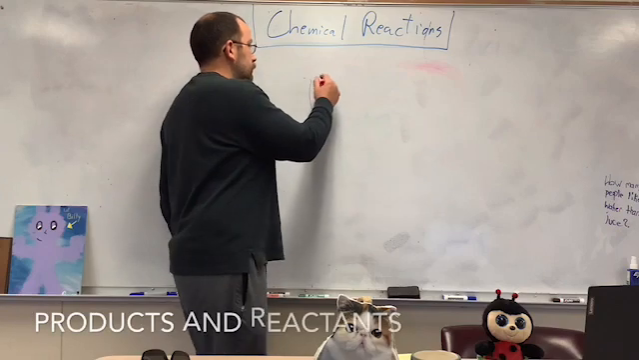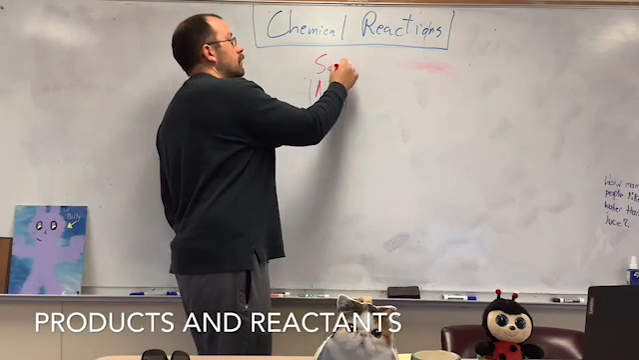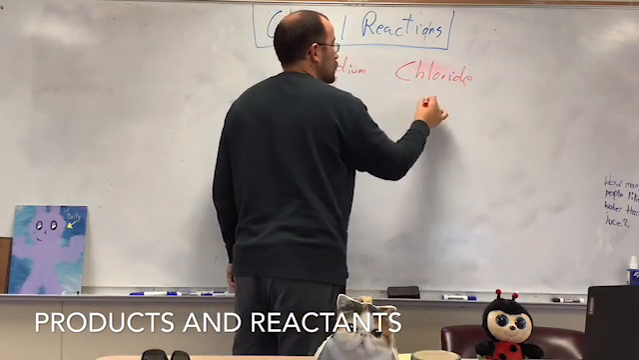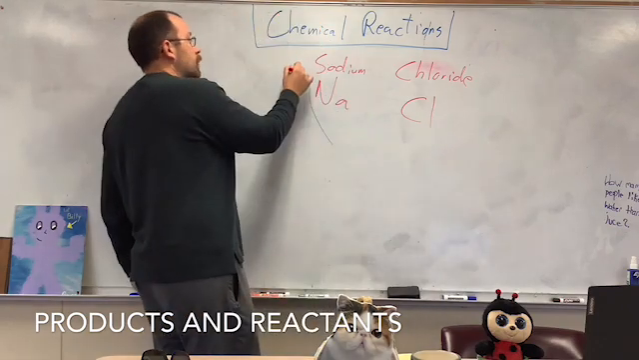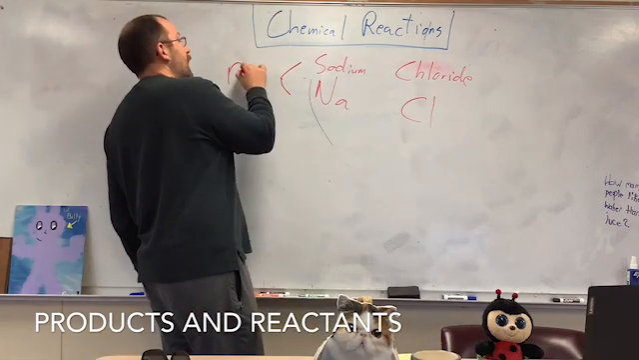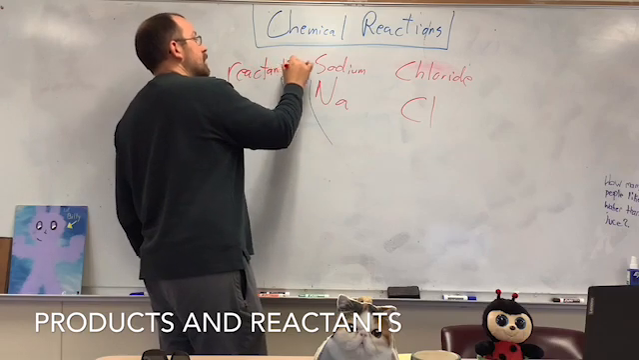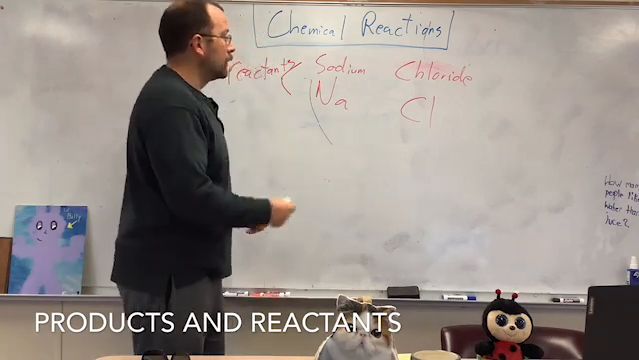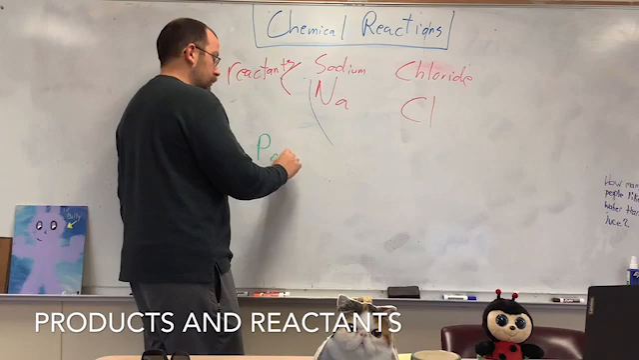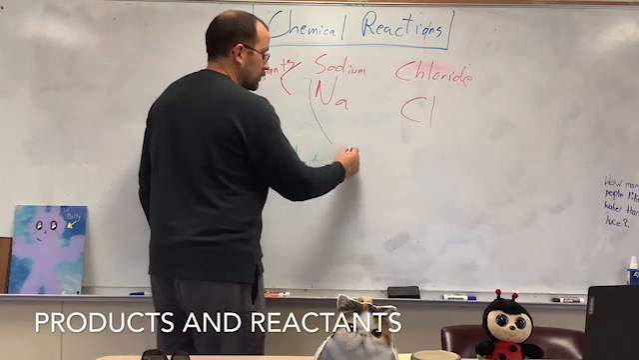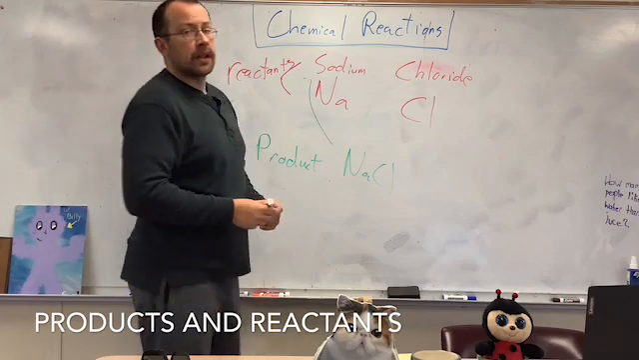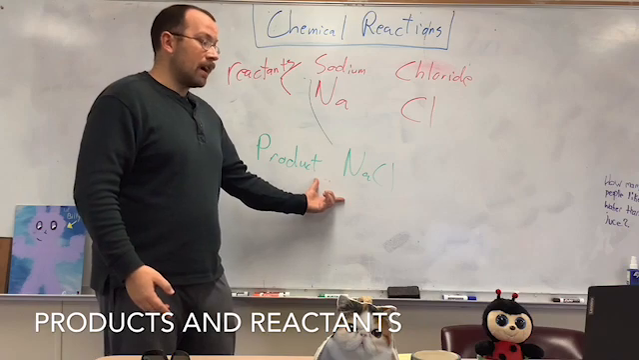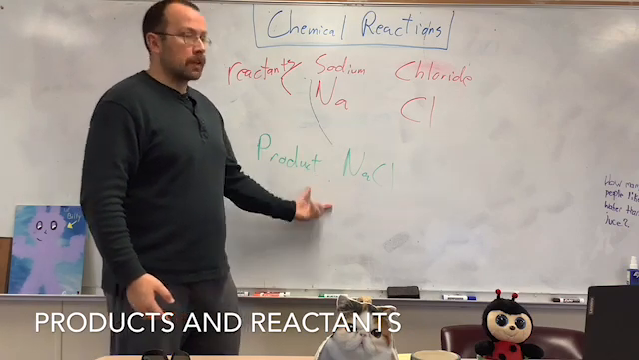So you have sodium, which is Na, and you have chloride, which is Cl. These are what are called reactants. It's the original substance that you have. It's just sodium and chloride. But when you combine them, you get a product, which is NaCl, or what is also known as table salt. Your reactants are your original, and your product is what you end up with.